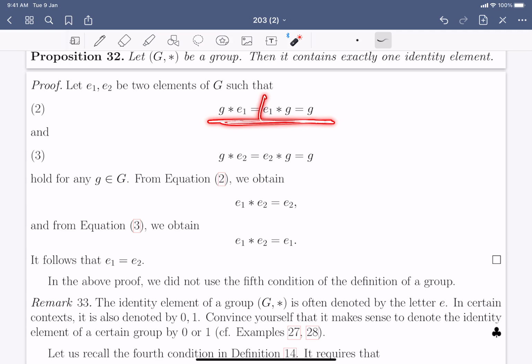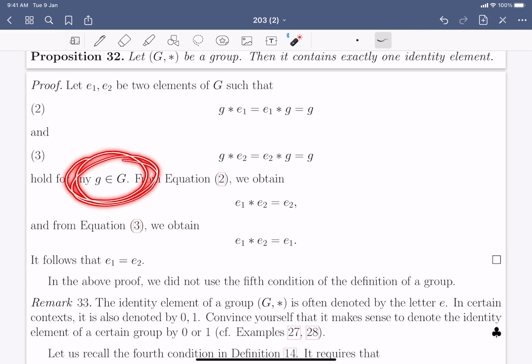Okay, so E1 star G is G. So replacing G by E2, you get this. One can do so because this holds for any G. Okay, so you can substitute any of your favorite group element here. So you have E1 star E2 is equal to E2.